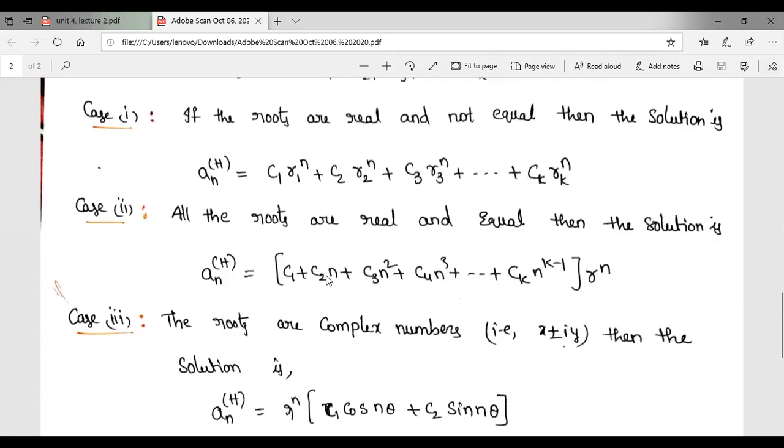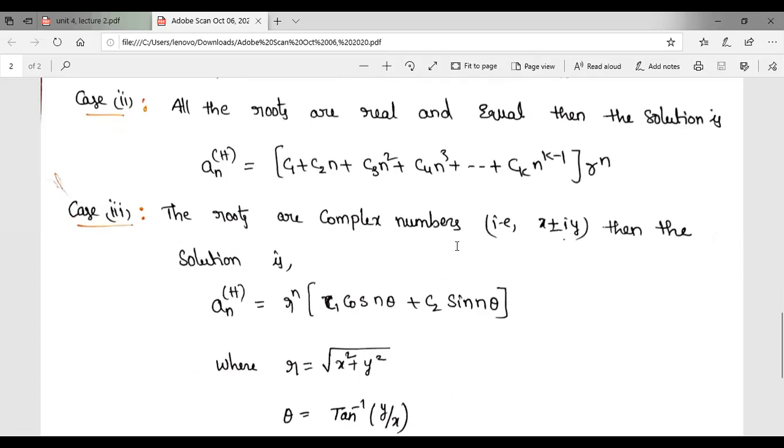In the third case, the roots are complex numbers. The complex number form is x ± iy. If we get complex roots by solving the characteristic equation, then the solution of the recurrence relation is aₙ(h) = rⁿ (C1 cos nθ + C2 sin nθ). How do we calculate the r value? It is the square root of x² + y².